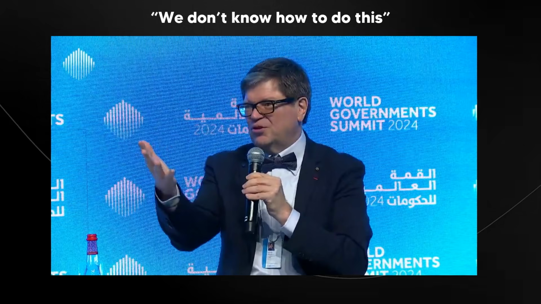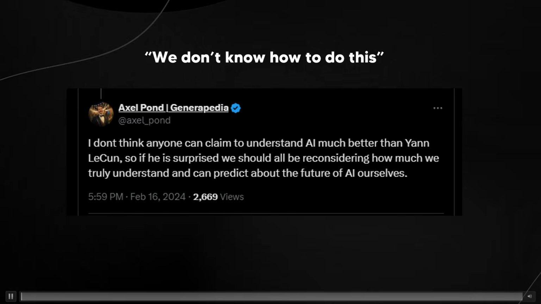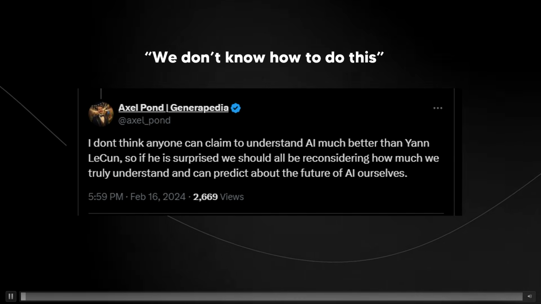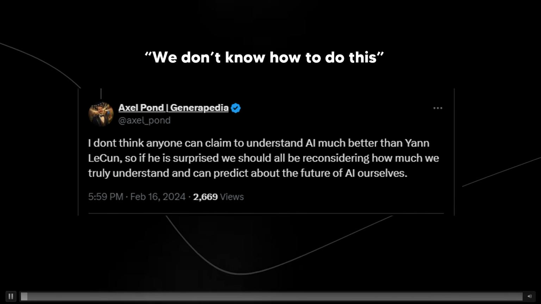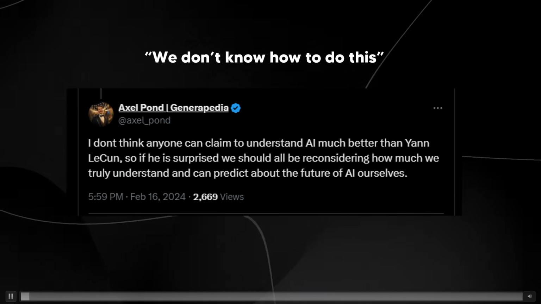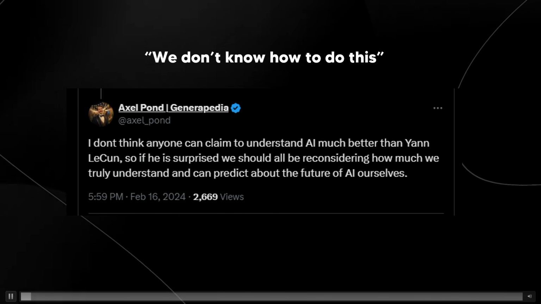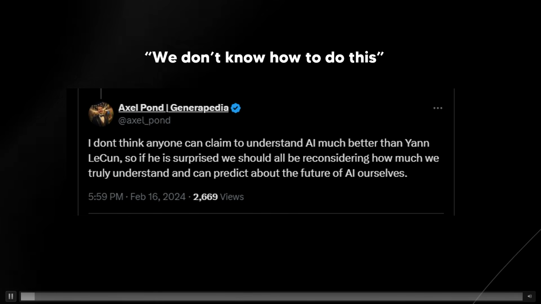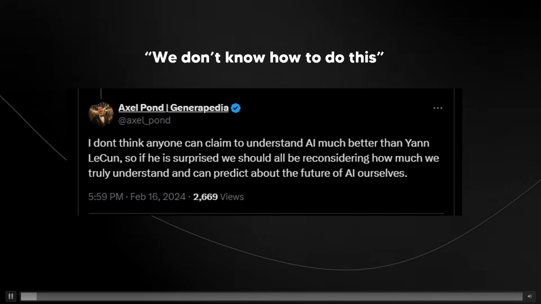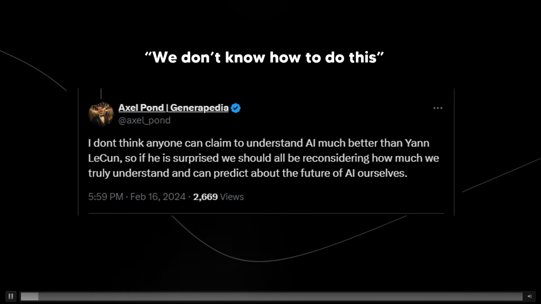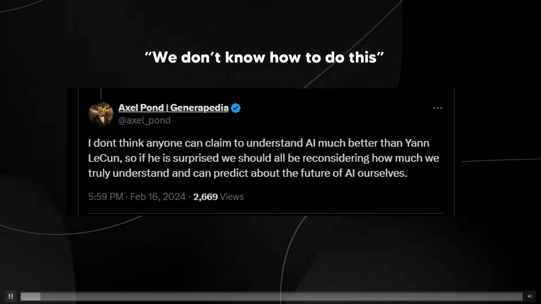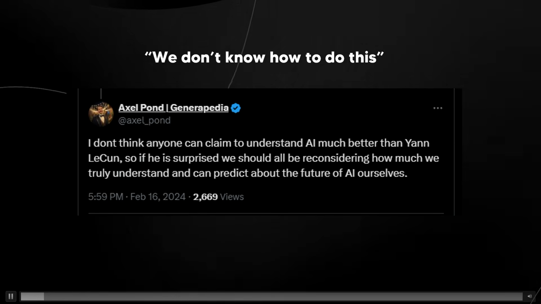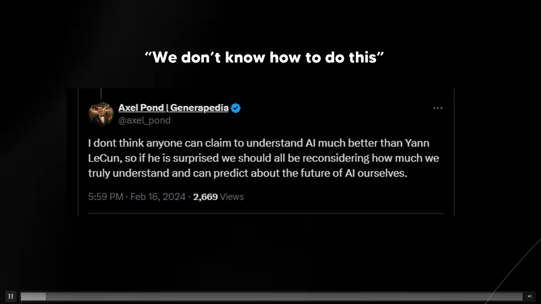I do think as well, what's crazy about this is, of course, Yann LeCun stating that we don't know how to do this. And this is a comment that I think most people should take away: I don't think anyone can claim to understand AI much better than Yann LeCun. So if he's surprised, we should all be reconsidering how much we truly understand and can predict about the future of AI ourselves. Now, essentially, with the JEPA architecture that he was referring to, Meta did release a video on how that works. So I'm going to show you guys that now. And you should pay attention because this is a rapid development that was genuinely overshadowed by OpenAI's Sora release. And this is, of course, another step to AGI that most people just simply aren't talking about.